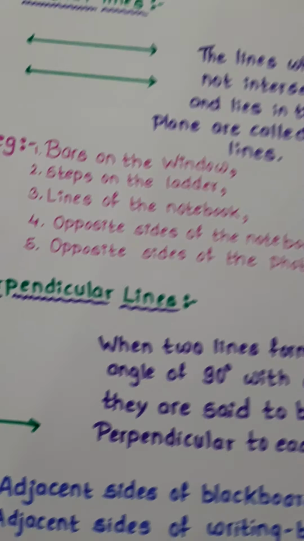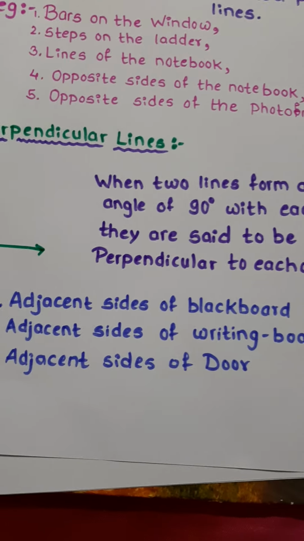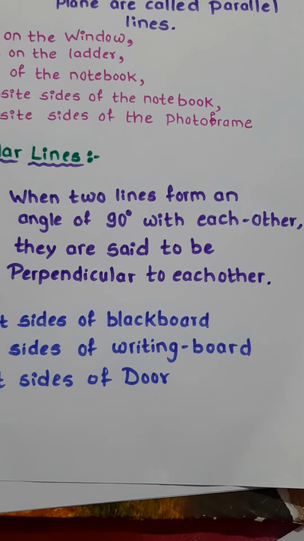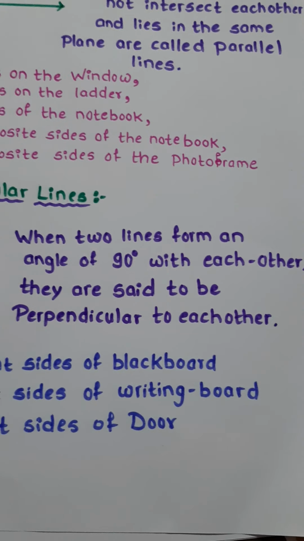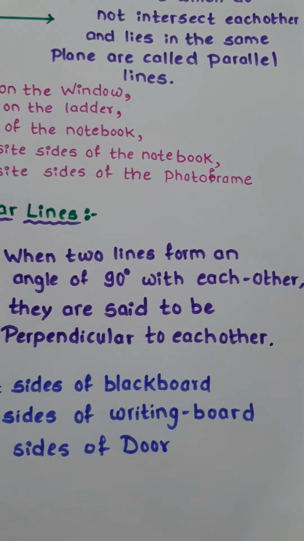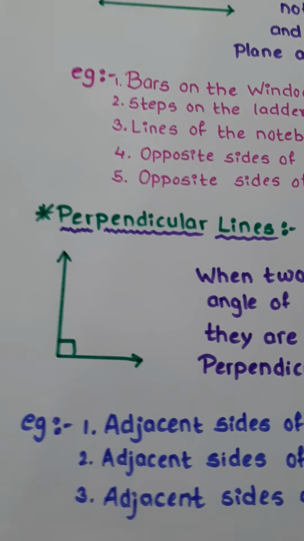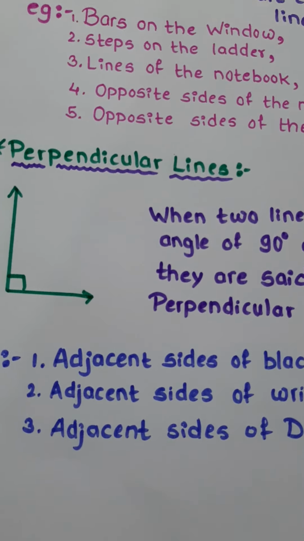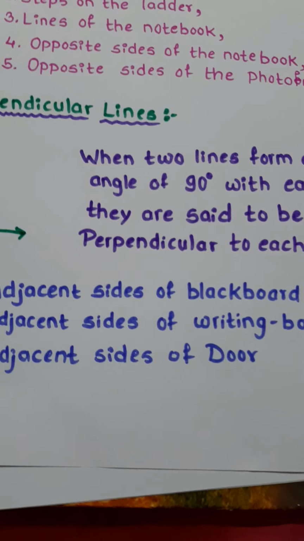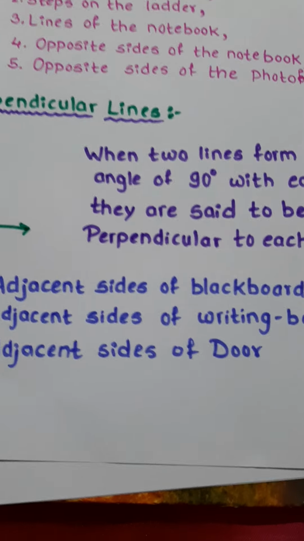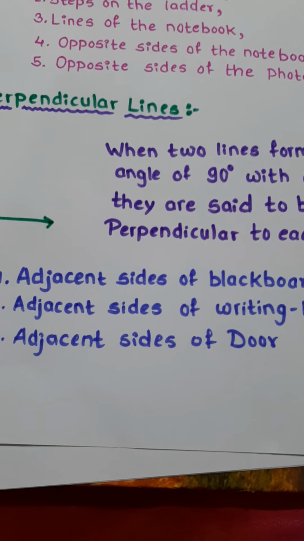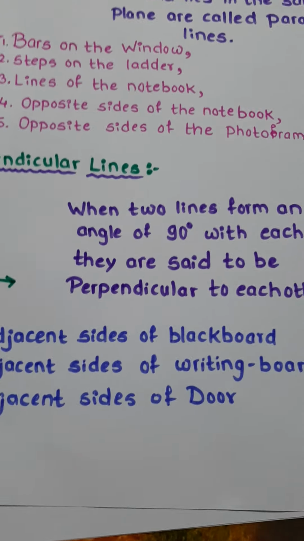The next topic, perpendicular lines. It is very simple. When two lines form an angle of 90 degree with each other, they are said to be perpendicular to each other. This is the figure of perpendicular lines. And examples: adjacent sides of the blackboard, adjacent sides of the writing board, adjacent sides of the door. With this example, you can see perpendicular.